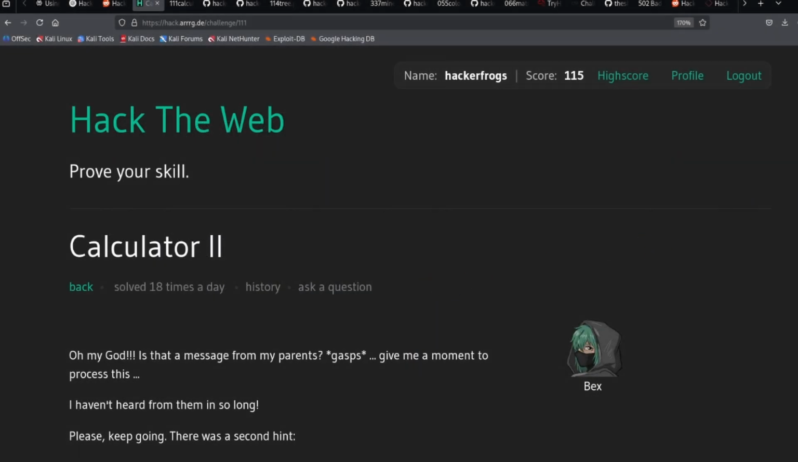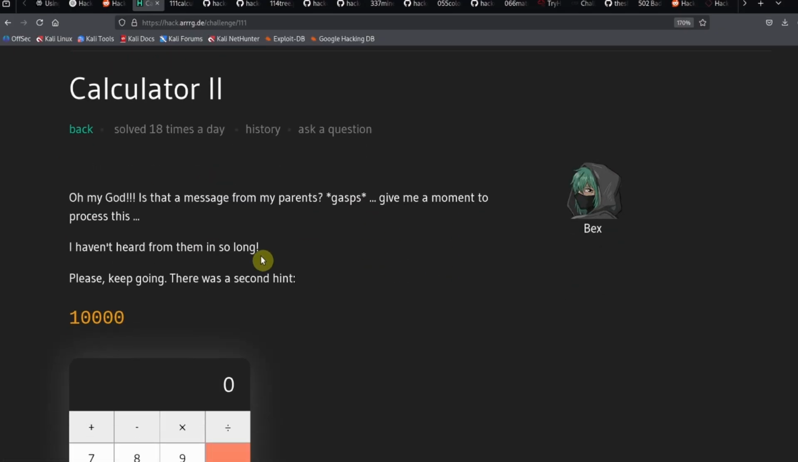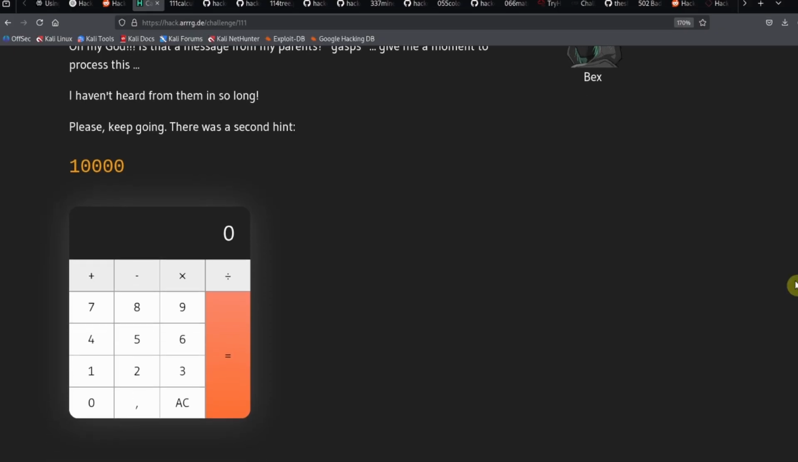All right, everybody, this is a guided walkthrough for the Calculator 2 challenge from Hack the Web. The description for the challenge says, "Oh my God, is that a message from my parents? Gasp. Give me a moment to process this. I haven't heard from them in so long. Please keep going." There was a second hint, and what we're given here is a value of 10,000.